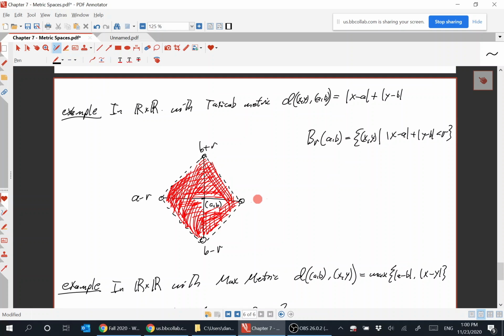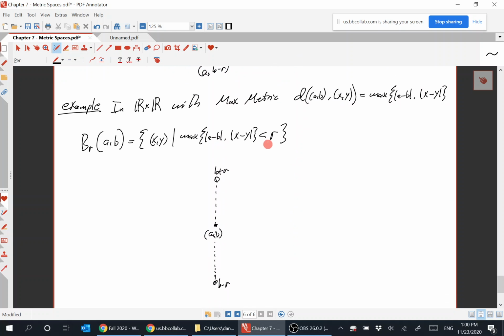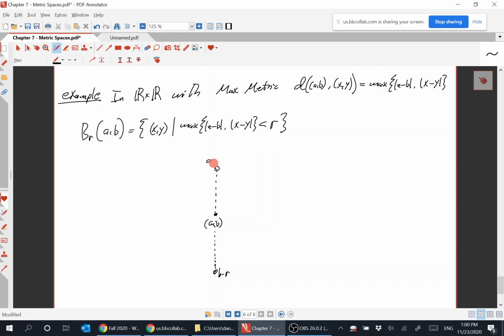So yeah. A plus R, B; A, B plus R; A minus R, B; A, B minus R. Alright, so this is A, comma, B plus R. So now, how far can I move that line in the A direction? How far can I move that line in the A direction?